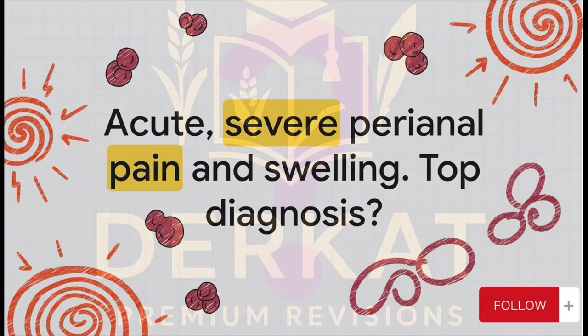So, let's put it all to the test with one last quick scenario. A patient rushes in with sudden, severe pain and swelling right at the anus. What's jumping to the top of your differential diagnosis? I'll give you a second. Yep, if you were thinking thrombosed external hemorrhoid, you absolutely nailed it.